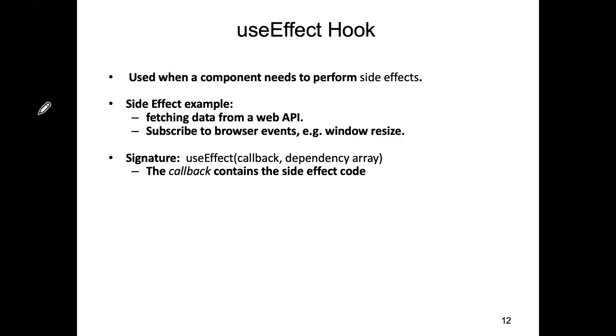Now, this useEffect hook, in terms of its signature, you pass it a callback, which we know to be a function, and you also pass it what's called a dependency array, which I'll explain in a minute. Now, it's this callback that you pass to it. That's where you put the code that's carrying out the actual side effect. So, for example, if you've got a component that wants to communicate with a web API, then that code goes into this callback.